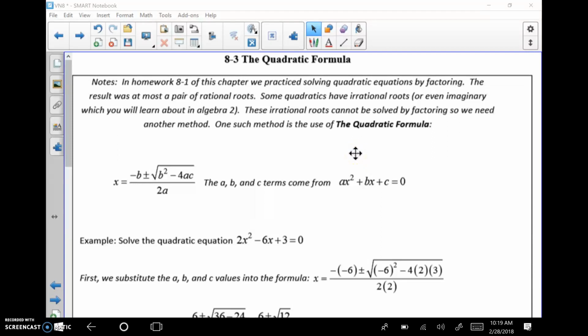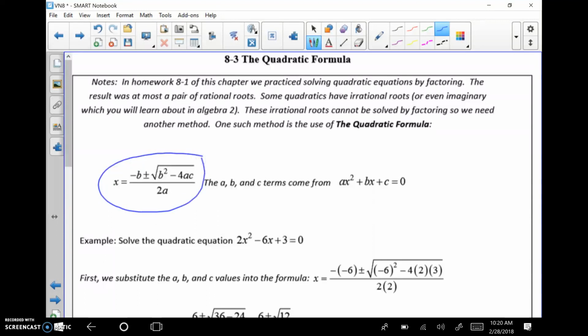Algebra 1 Common Core, Unit 8, Section 3, the quadratic formula. So the quadratic formula is a pretty important formula for us, and it's actually given to you if you're a New York State student taking the New York Regents exam. It's given to you on your State Regents reference sheet, and here it is, the quadratic formula.